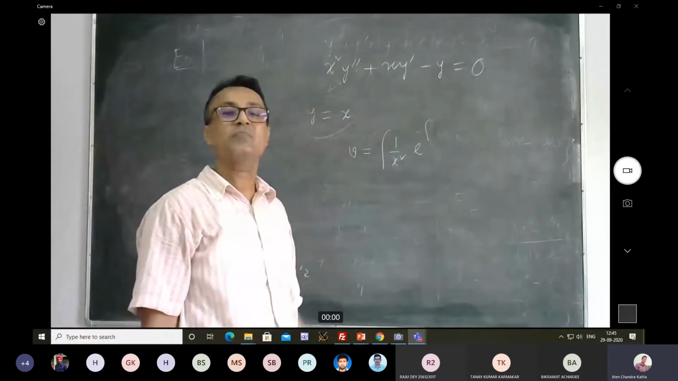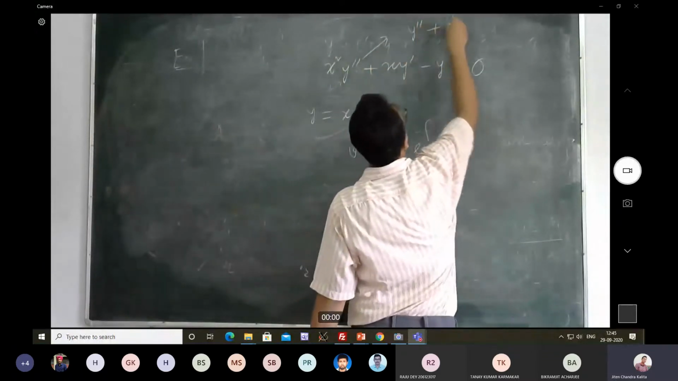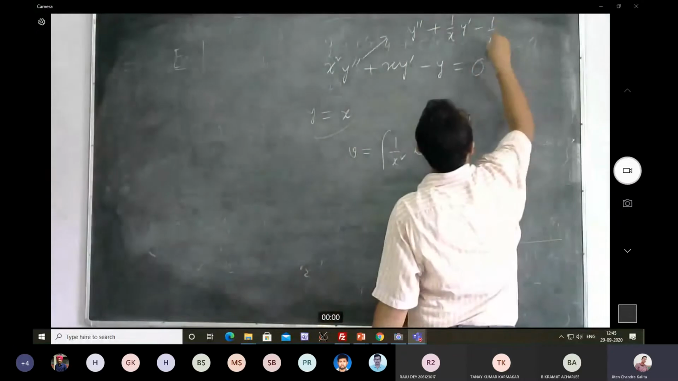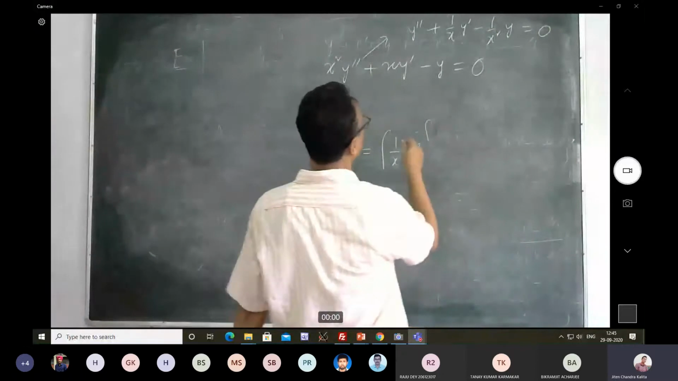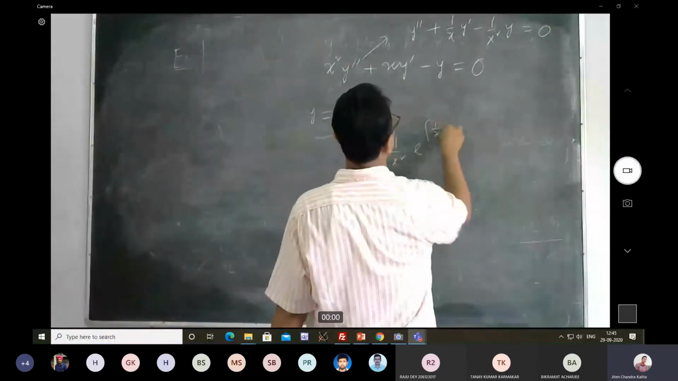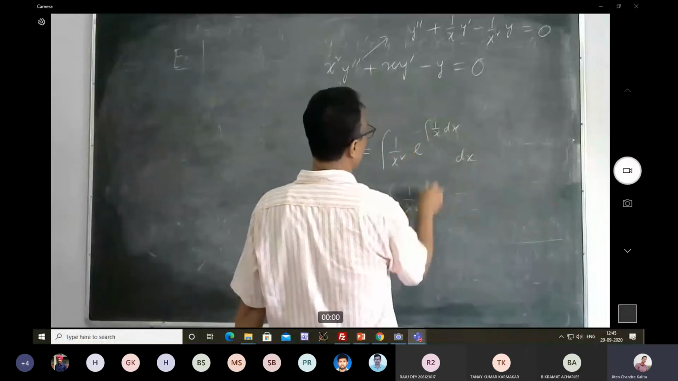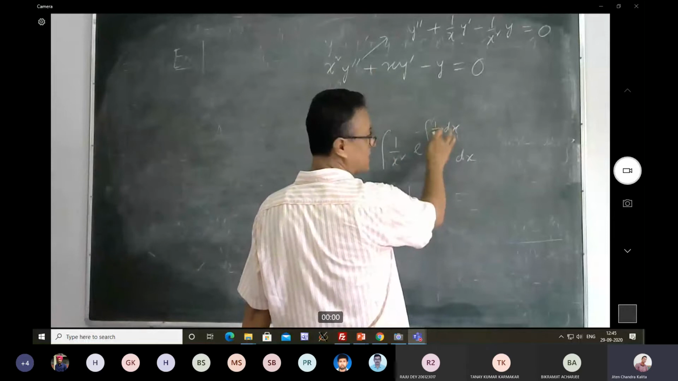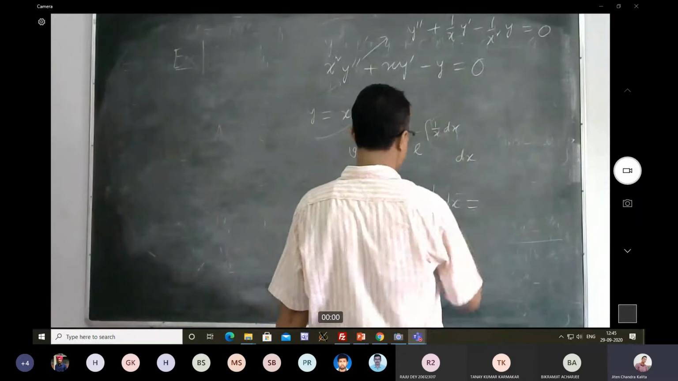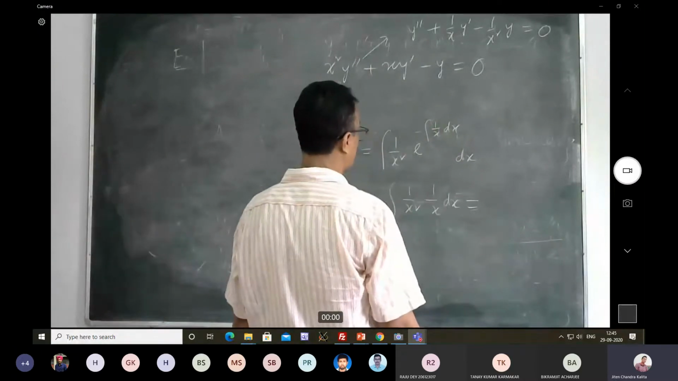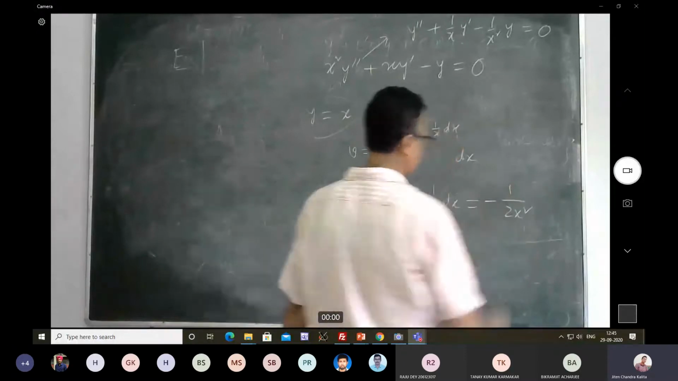Many of you make this kind of silly mistake in the exam. Once you reduce to normal form, p is going to be 1 by x, and then 1 by x squared. So this is integral of 1 by x dx, which is ln x. So e to the power minus ln x is again 1 by x. So we get 1 by x cubed, and the integral is going to be minus 1 by 2x squared, right?